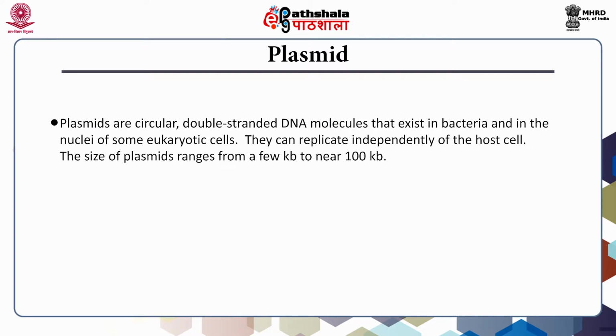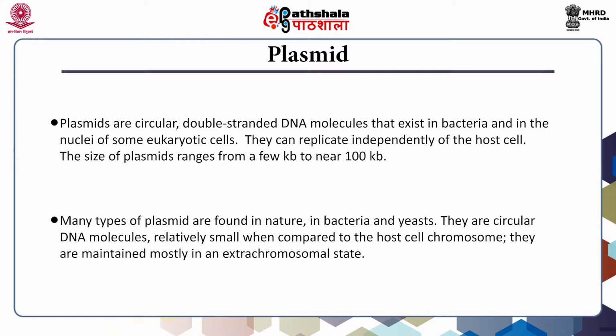Plasmids are circular double-stranded DNA molecules that exist in bacteria and in the nuclei of some eukaryotic cells. They can replicate independently of the host cell. The size of the plasmid ranges from a few kb to nearly 100 kb. Many types of plasmids are found in nature, in bacteria and in yeasts. They are circular DNA molecules, relatively small when compared to the host cell chromosome. They are maintained mostly in an extrachromosomal state.